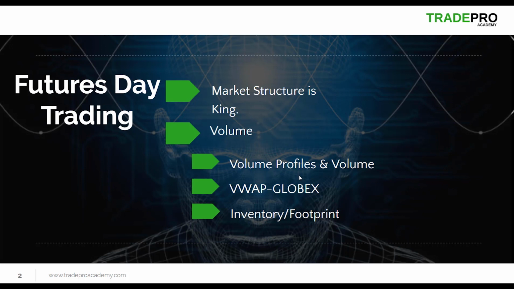And we're going to go through a few different levels of volume here, including volume profiles, actual volume, volume weighted average price, the VWAP on the Globex session, and inventory and the footprint. So all these could be considered volume, but they are volume in their own respective ways. So we're going to go through those and give you guys examples. But first and foremost, let's dive into market structure. So market structure is the king.